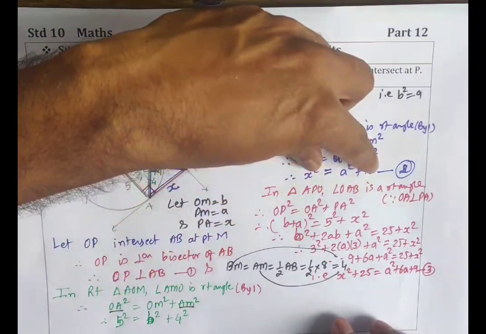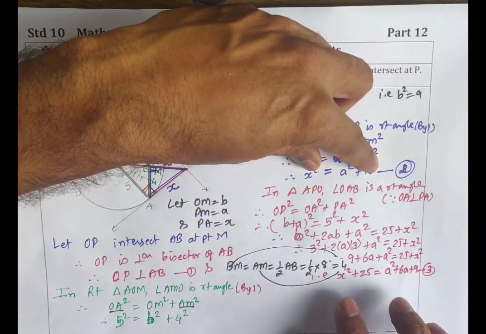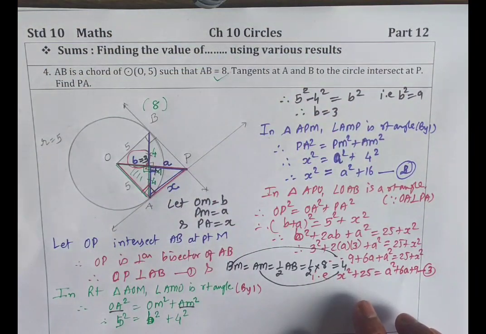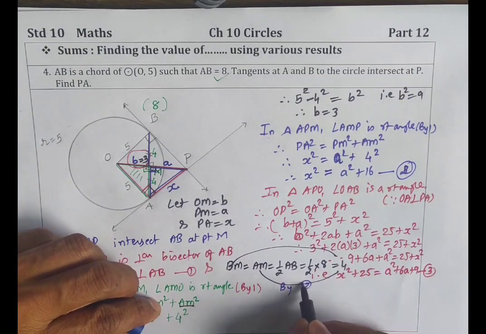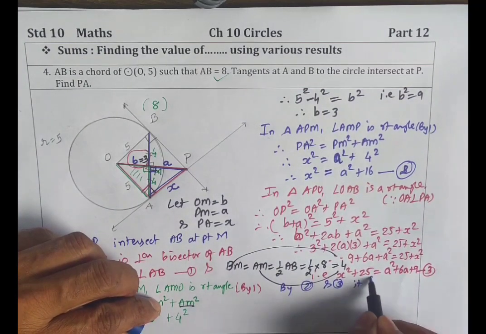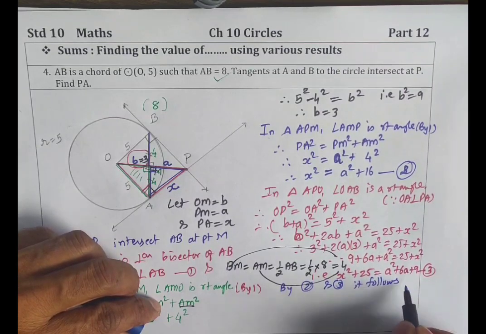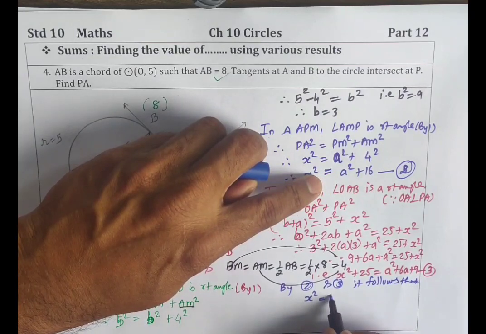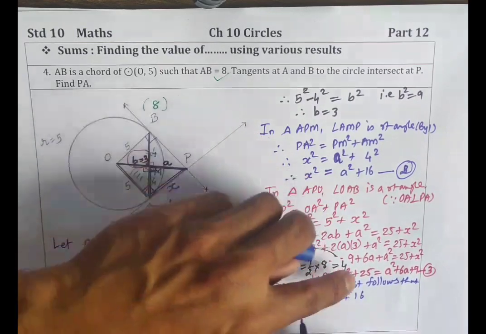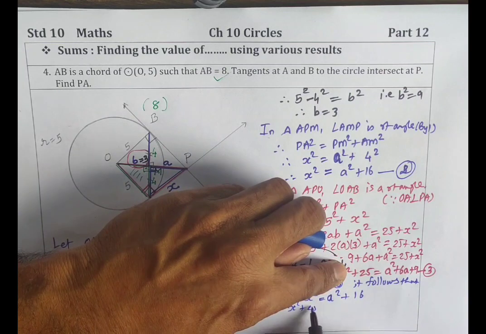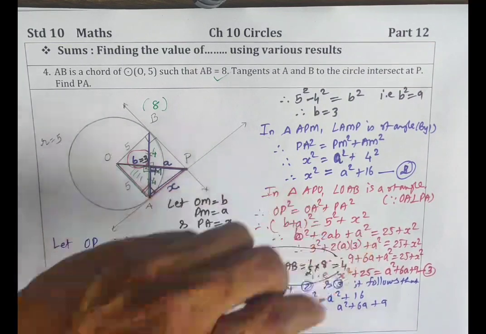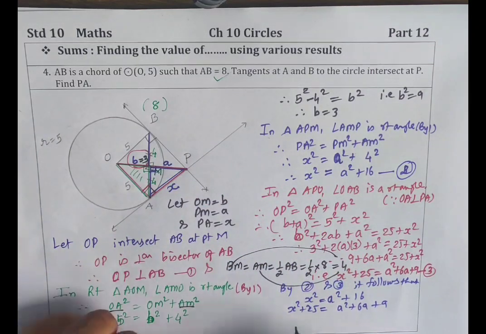Now, this is an equation containing 2 variables A and X. Here also A and X. So, X square can be eliminated to get the value of A. So, by 2 and 3, it follows that X square is equal to A square plus 16, and here X square plus 25 is equal to A square plus 6A plus 9. You have to do elimination.